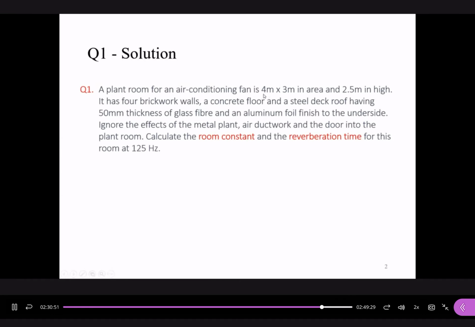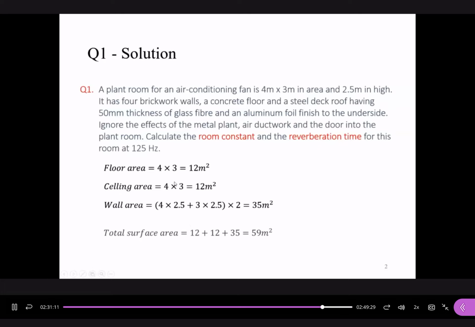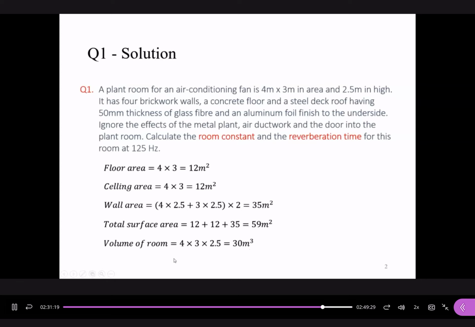Okay, these are the dimensions for the room, and you can see the absorption coefficients for the wall, concrete floor, and steel deck roof. You can refer to them from the table. First of all, we need to find out the floor area, ceiling area, and wall area. Why do we need to do this? Because we want to find the total surface area, and then we still need to calculate the volume of this room. The volume of this room is 30 meter cube, and the total surface area is 59 meter square. Why do we need these? Because these two parameters are relevant to the calculation of reverberation time.